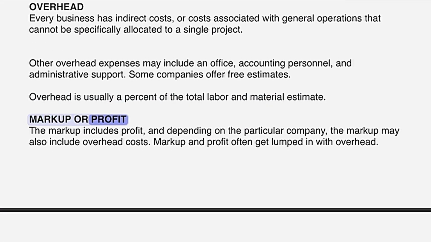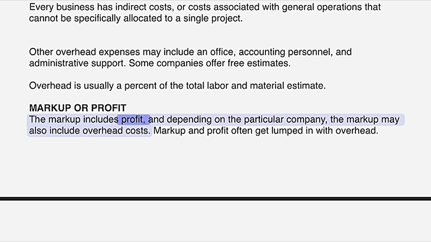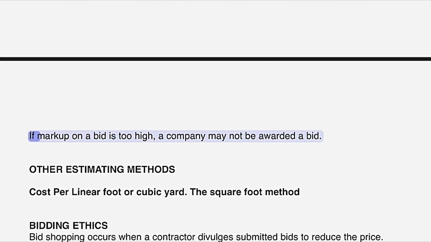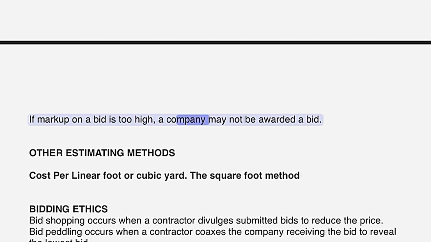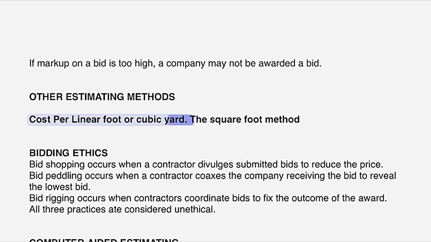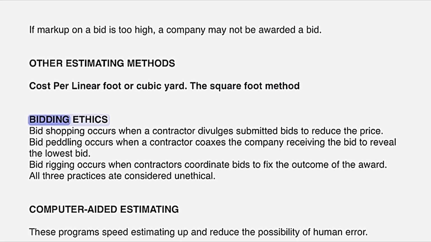Markup or profit. The markup includes profit, and depending on the particular company, the markup may also include overhead costs. Markup and profit often get lumped in with overhead. If markup on a bid is too high, a company may not be awarded a bid. Other estimating methods. Cost per linear foot or cubic yard. The square foot method. Bidding ethics.